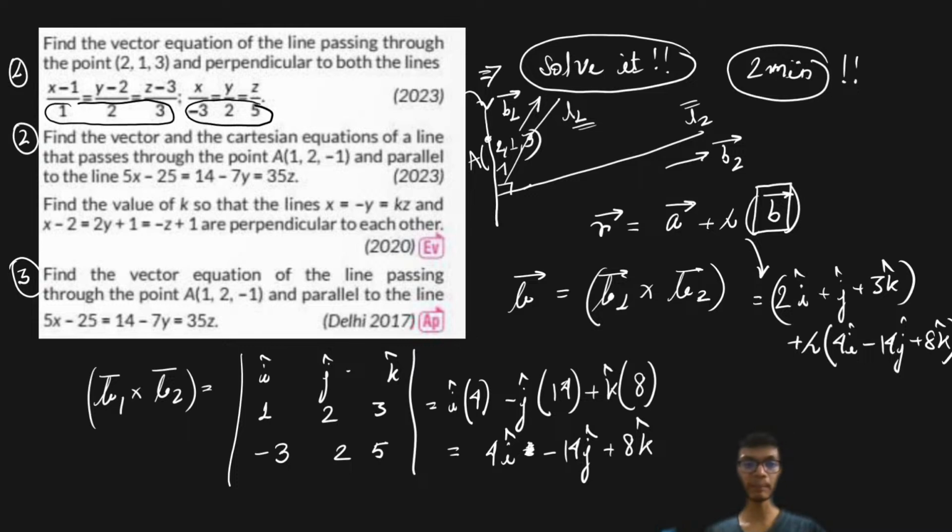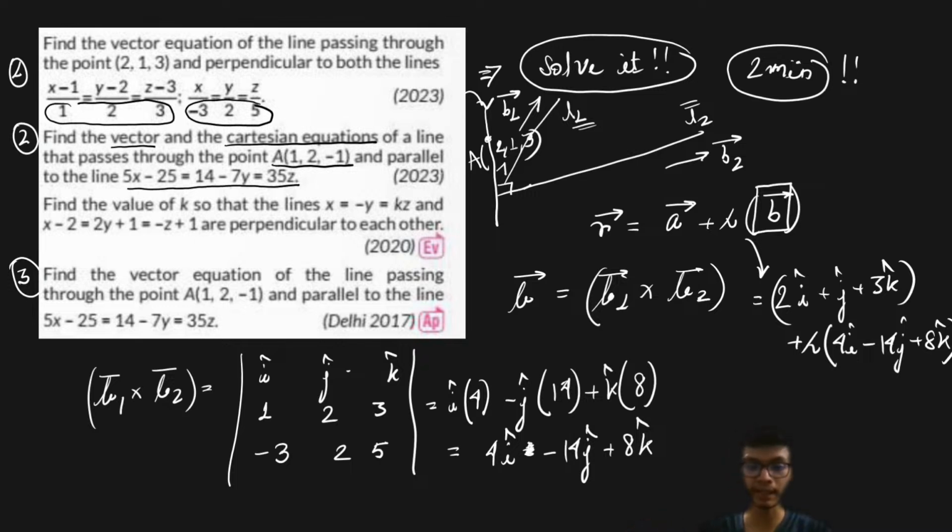Let us now proceed with the second problem. If you look at the second problem, it says that we have to find the vector and the Cartesian equation of a line which passes through this particular point and is parallel, instead of perpendicular, to a particular line. It is saying that it is parallel to this given line, right? Whenever a line is parallel to a given line, the same direction ratios of that line will be repeated, or will be some scalar multiple of that direction ratio.